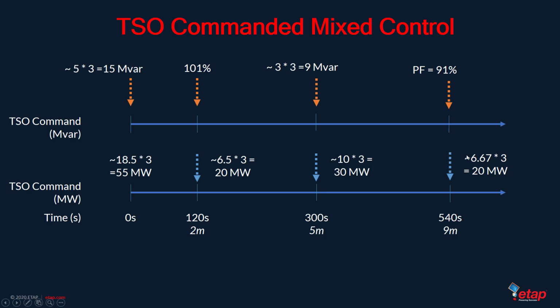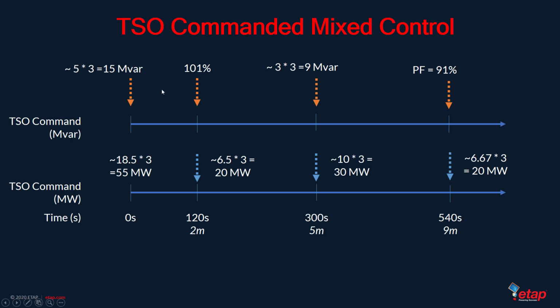So in our next scenario, we'll essentially provide two different TSO commands. This is where the TSO is commanding the power plant controller to adjust its real and reactive power set points in a combination. So therefore, in our initial setup, the TSO will be commanding the power plant controller to 15 megawatts, and it will maintain a real power of approximately 55 megawatt, which we will see per phase as about 18.5. At 120 seconds or at about 2 minutes, the TSO will command the voltage to 101%.